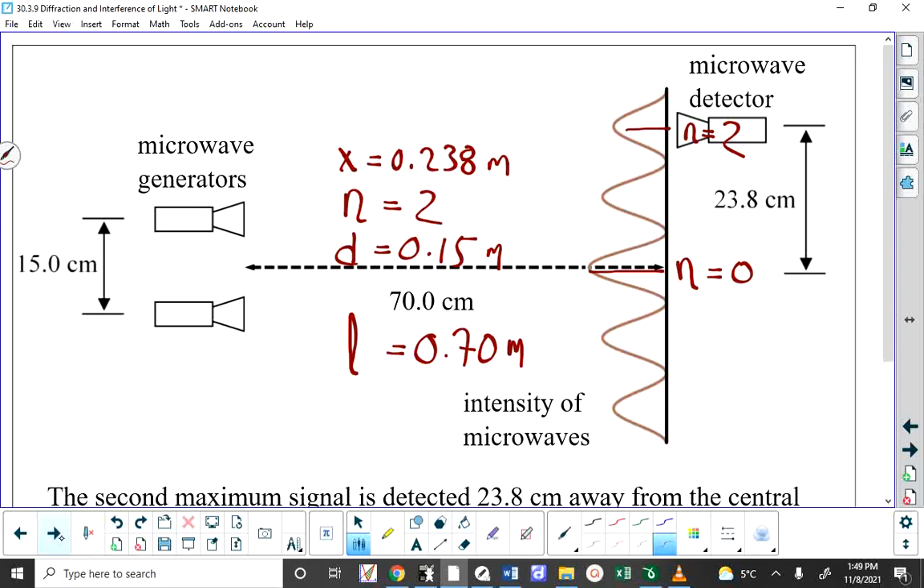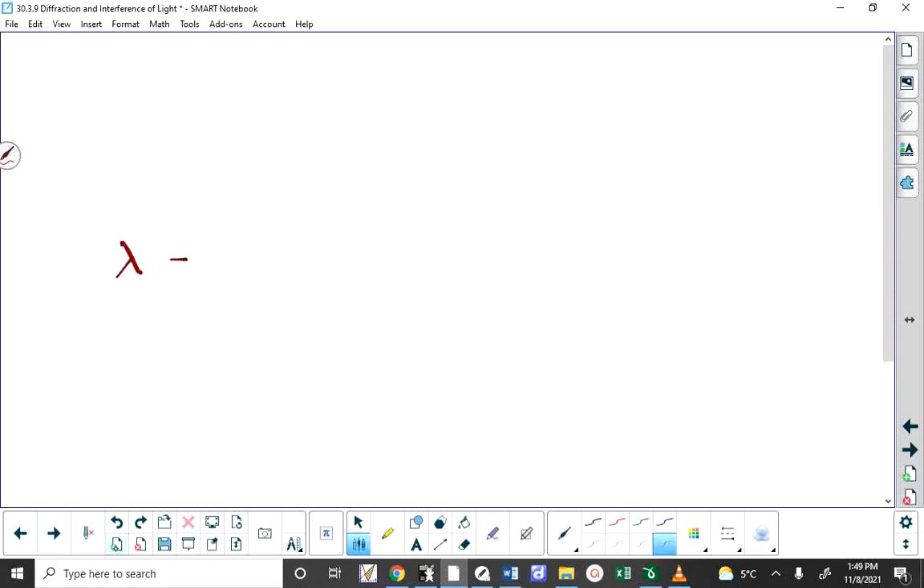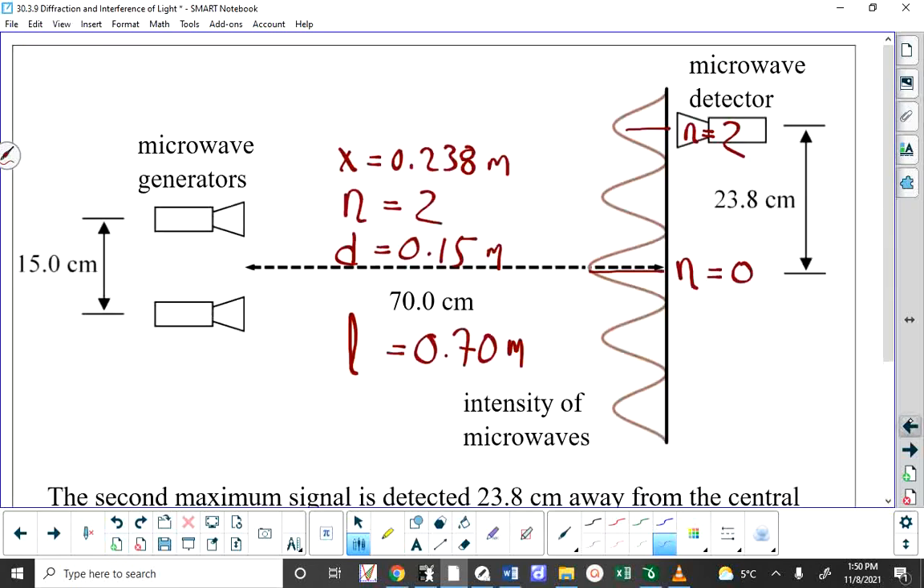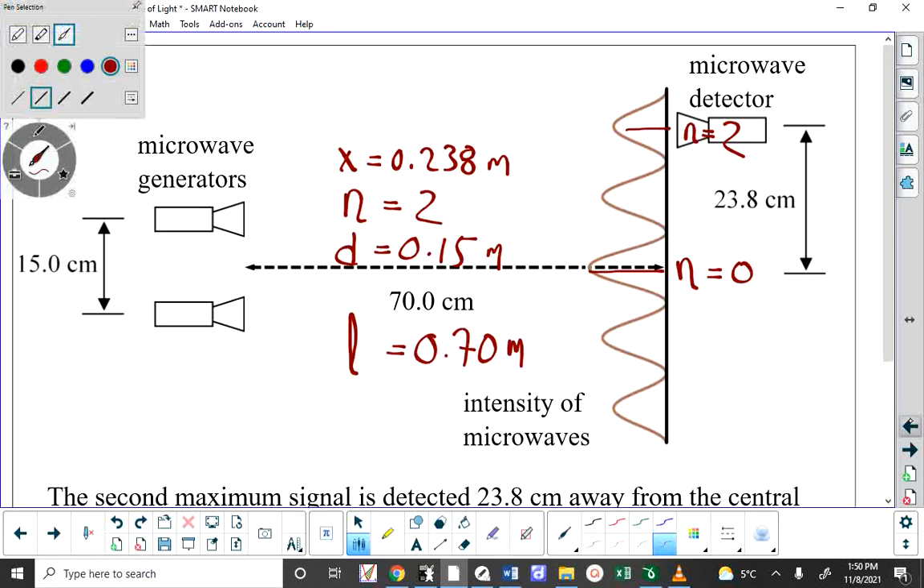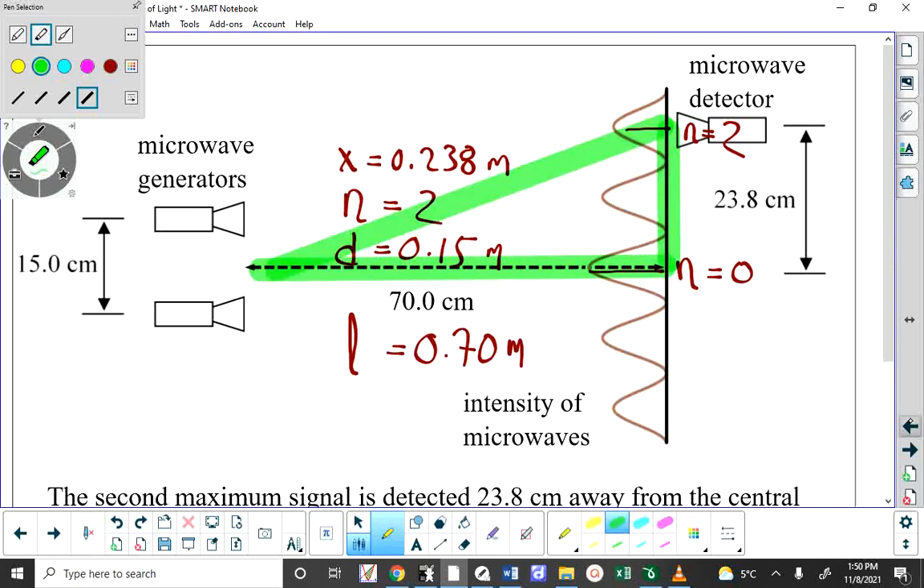So what would we do? Well, we would use lambda equals xd over nl. But are we allowed to get away with using this shabby formula? By the way, the other formula always works. So you could choose to use the other formula. Well, let's take a look at the diagram. I think it's probably clear to most of you that the angle is going to be more than 10 degrees.